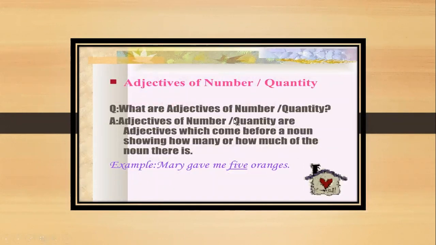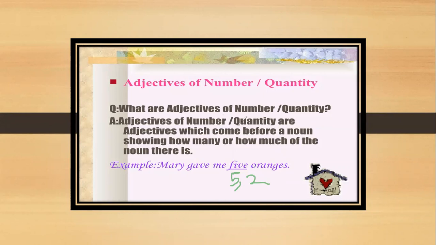Let's move further now. Next we have adjective of number and quantity. Adjective of number we have already done. In this, there are numbers like Mary gave me 5 oranges. I have 2 pencils. 5 can come like this and 2 can come in both the ways. Okay, so let's see the definition first. Adjectives of number and quantity are the adjectives which come before a noun, showing how many or how much of the noun is there. Okay, so I hope you're able to understand.